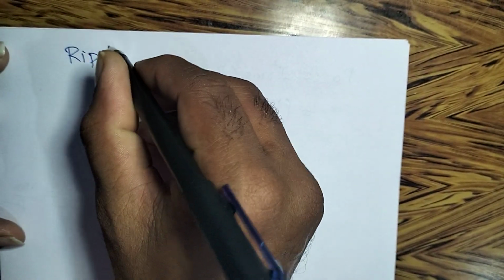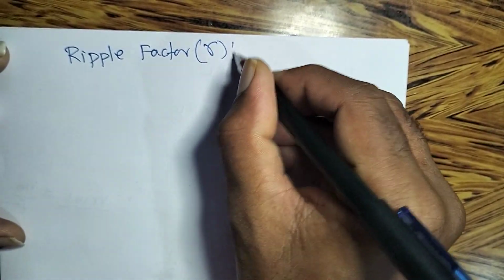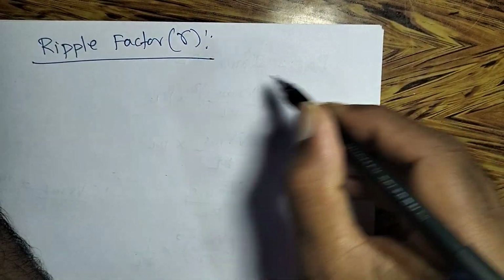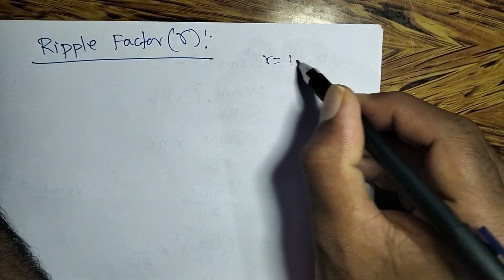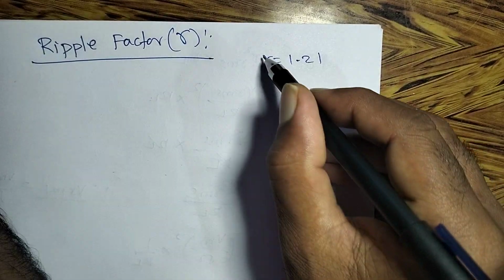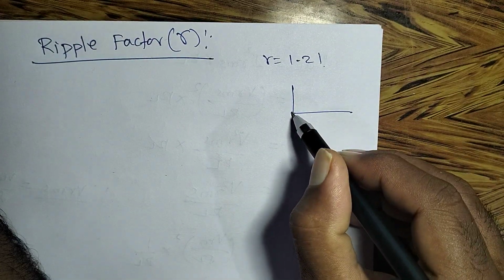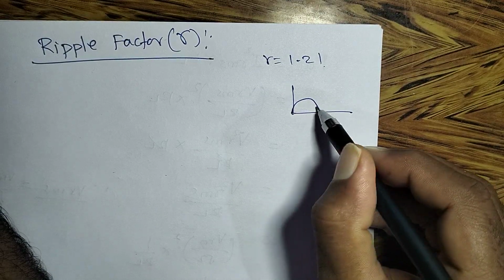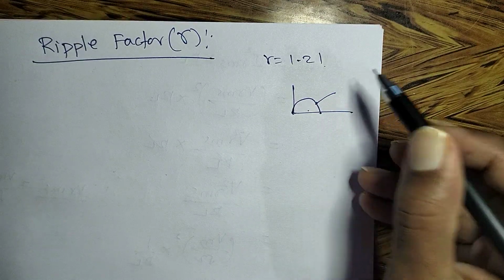Then what is ripple factor generally? What is ripples? In the case of half wave rectifier, the ripple factor value is 1.21, and here in full wave rectifier we are going to find out. So ripple factor 1.21 in the sense, after rectification, what is the signal we are getting? Pulsating signal. This is not a desired output for DC.